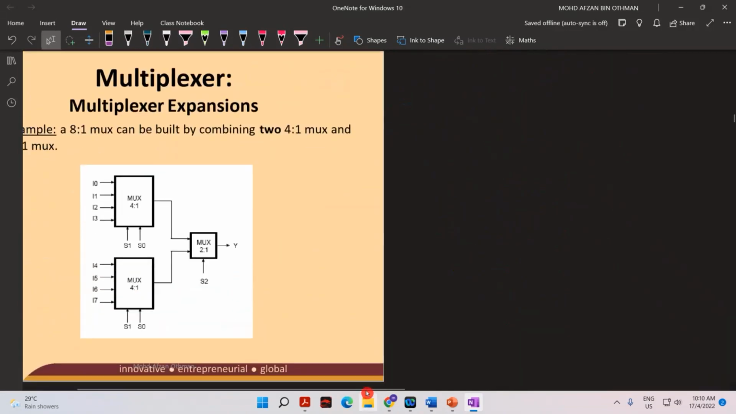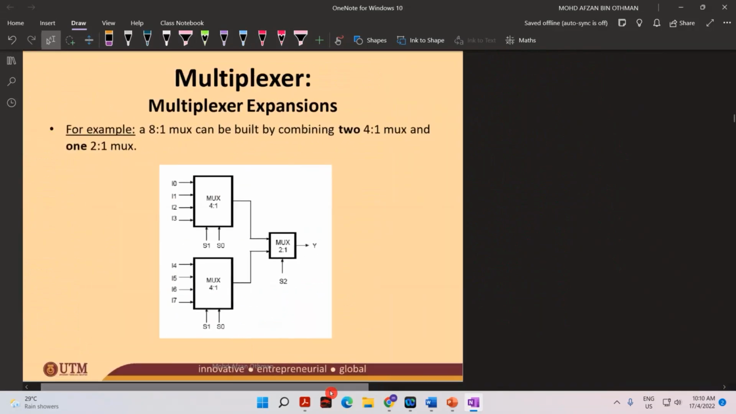Okay, another contoh. This is another contoh. Okay, 8 to 1 mux. So you have 8 to 1 mux. Okay dulu, kita punya 8 to 1 mux. 1, 2, 3, 4, 5, 6, 7, 8. 3 selector, 1 output. So, kamu akan ada 8 inputs, 3 selectors, and 1 output. So, how to do a multiplexer expansion?